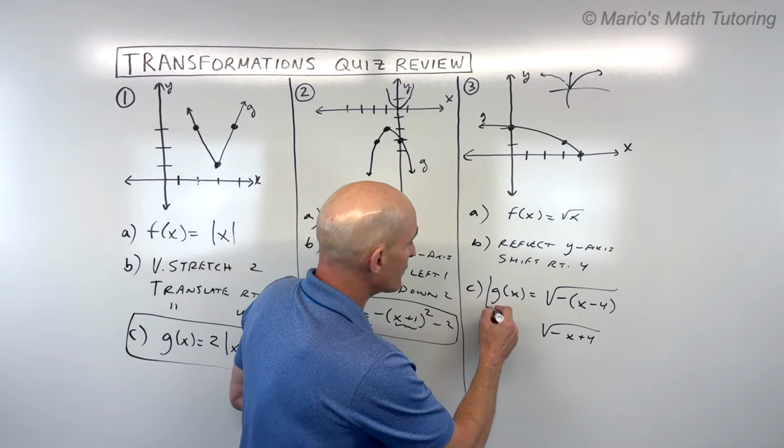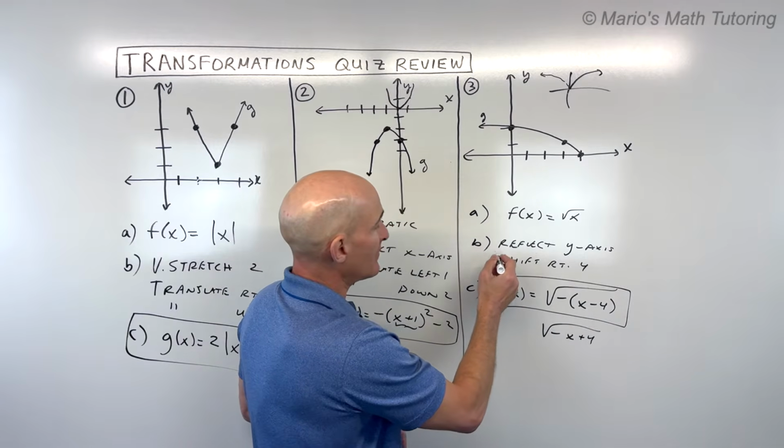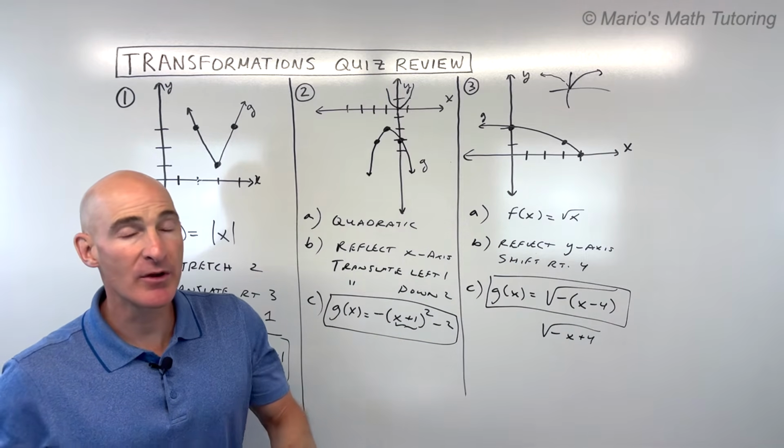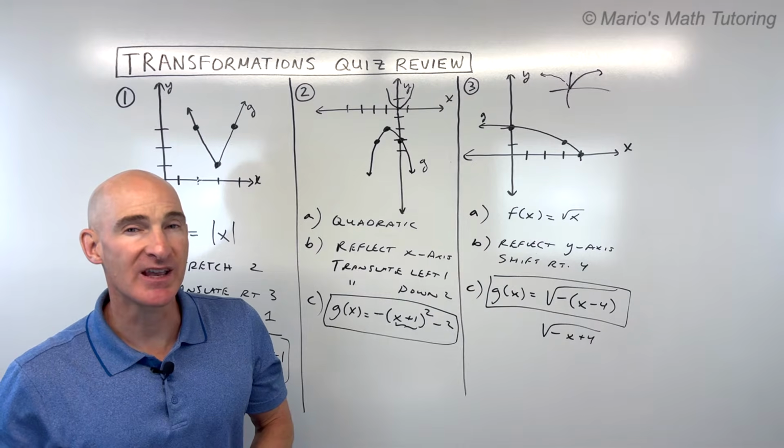But I'm going to leave it for this one. And that's the order of transformations. So let me erase the whiteboard. Let's get into some of the other examples.